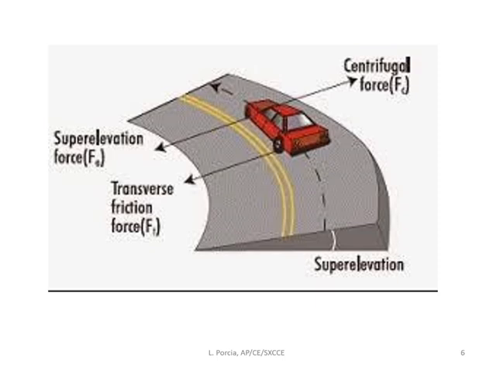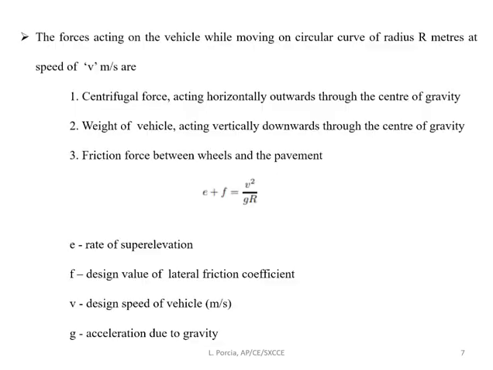So in this figure, we can see the raising of the outer edge with respect to the inner edge. So the transverse slope is the super elevation, and the centrifugal force acts downwards and the transverse friction acts laterally inwards. So when a vehicle moves on a horizontal curve, three forces act on the vehicle. One is the centrifugal force and it acts horizontally outwards. Second is the weight of the vehicle and it acts vertically downwards. And the third is the frictional force between the tires and the surface of the pavement.